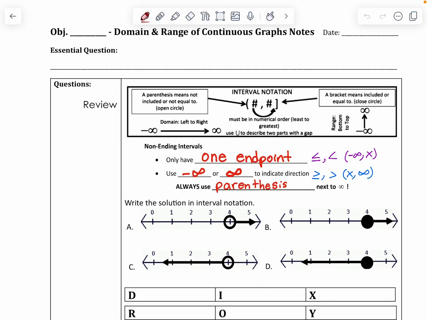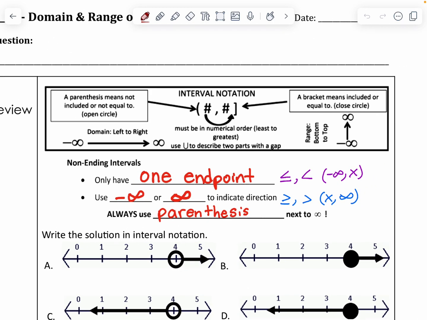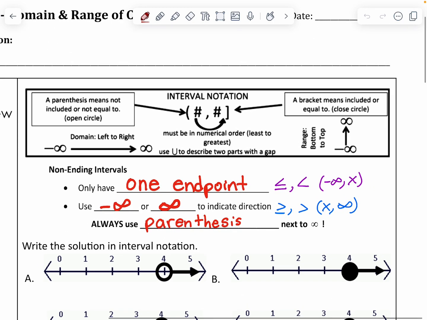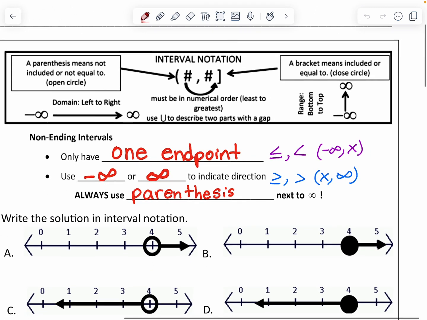Today we're talking about domain and range of continuous functions with infinite intervals. At the top here, to review, these are on your notes from the previous day, but this is all about interval notation. Now we're going to be talking about non-ending intervals. These only have one endpoint. So instead of two endpoints of the function, or the relation, it's going to have an arrow on one end.